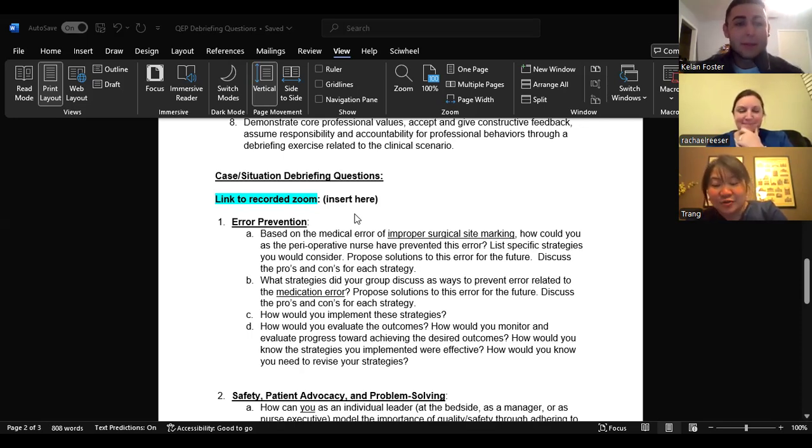Sure. Yeah. Okay. So, A, based on the medical error of improper surgical site marking, how could you, as the perioperative nurse, have prevented this error? List specific strategies you would consider. Propose solutions to this error for the future, and discuss the pros and cons for each strategy. Okay, who would like to go first?